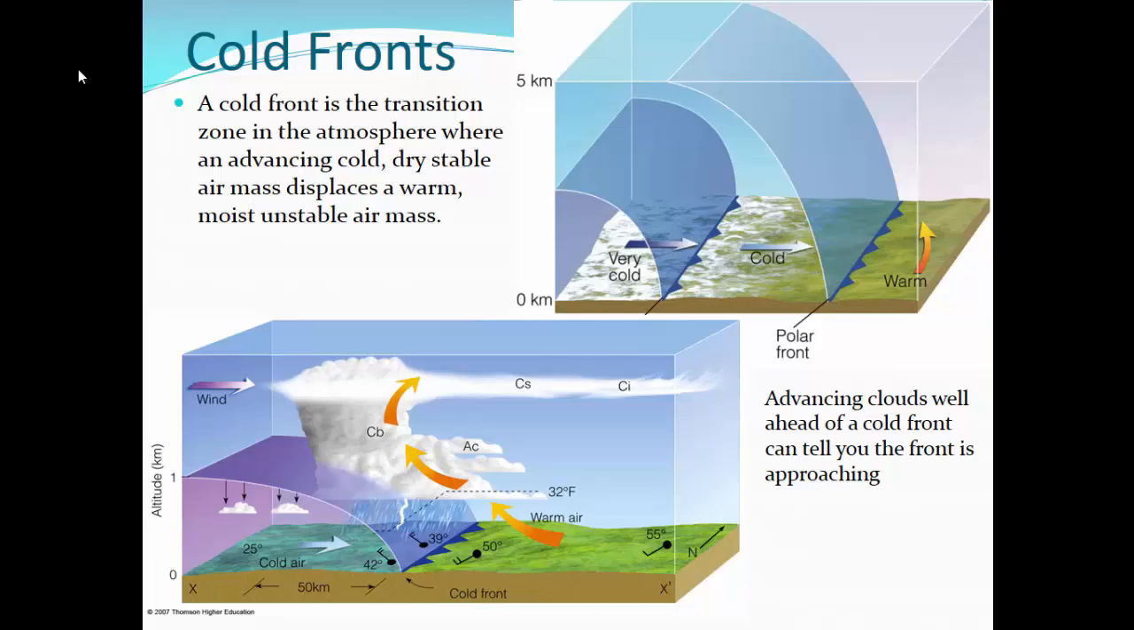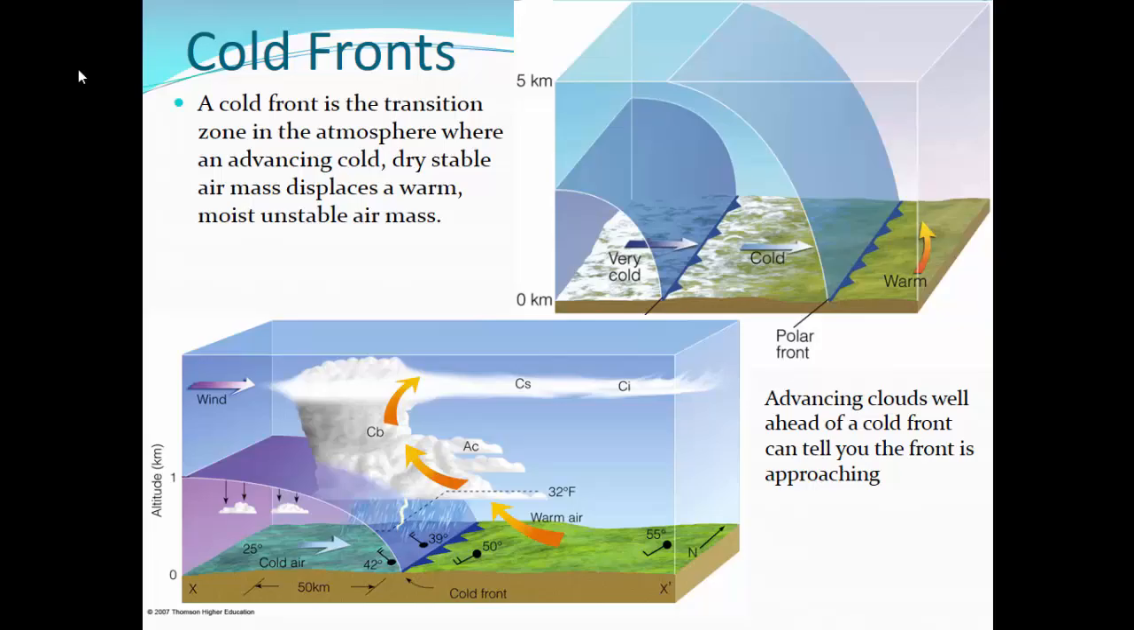So a cold front is a transition zone in the atmosphere where an advancing cold, dry, stable air mass displaces a warm, moist, unstable air mass. And whenever you move cold air over a warm surface, you warm that air at the surface, and that destabilizes the atmosphere. And looking at that lower illustration, you can see the result of the unstable atmosphere creating clouds with vertical extent, our cumulus and our cumulonimbus clouds.